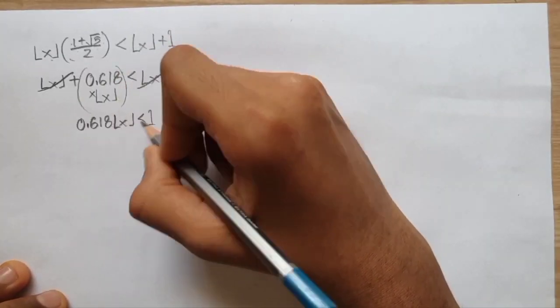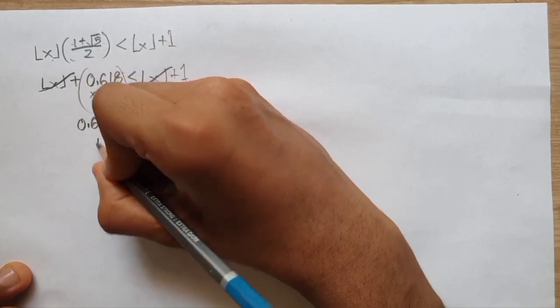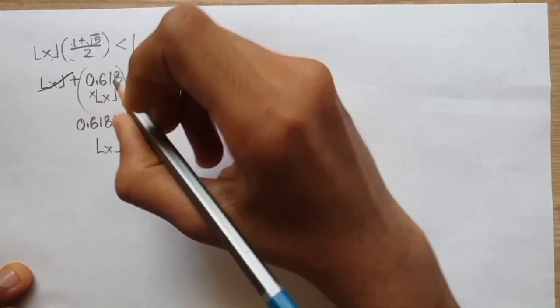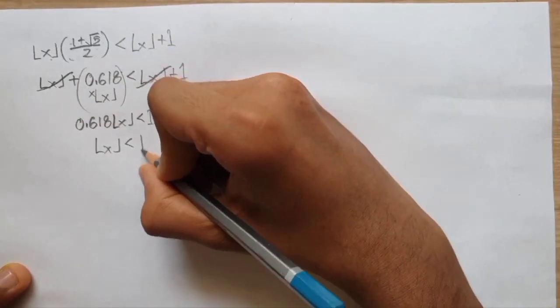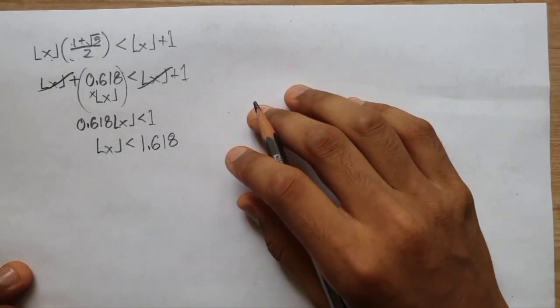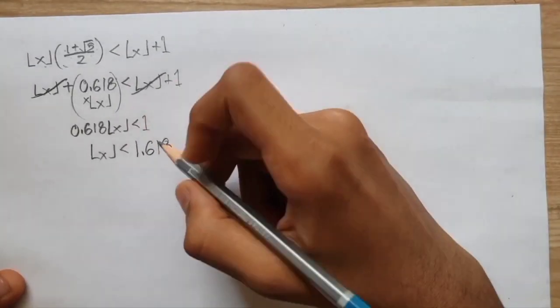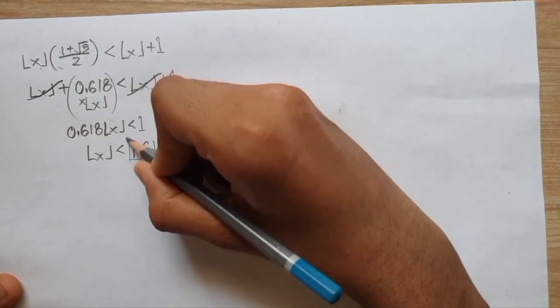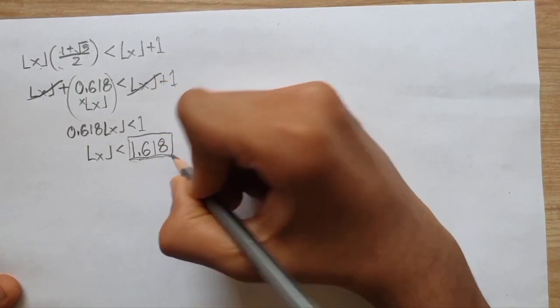Divide by 0.618 on both sides. Here we get floor of x is lesser than 1 by 0.618, which happens to be 1.618. That's the cool thing about 1.618. We'll discuss what it is later. It's a very important number.